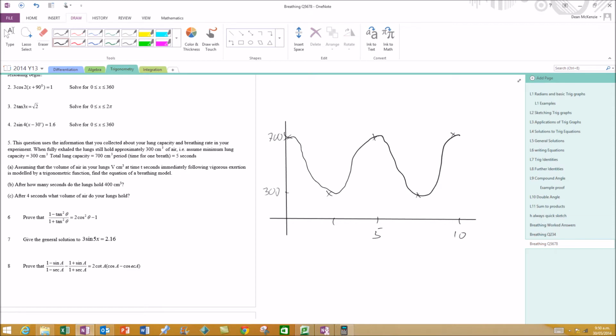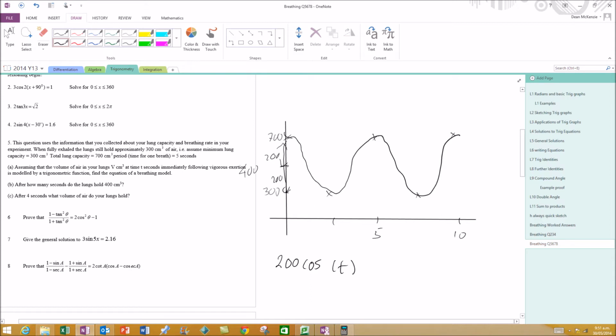Now from the sketch, you can get the equation of the model. The first thing you do is look at the gap between the top and the bottom, which is 400. So that whole distance is 400, which means from the middle it's up 200 and down 200, so you know the model starts with 200 cos something. I haven't got a shift left or right, so I'm just going to have an x, or actually, since it's a model, we'll put it as a t.